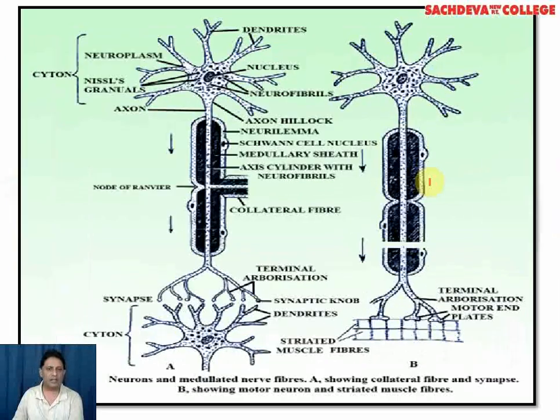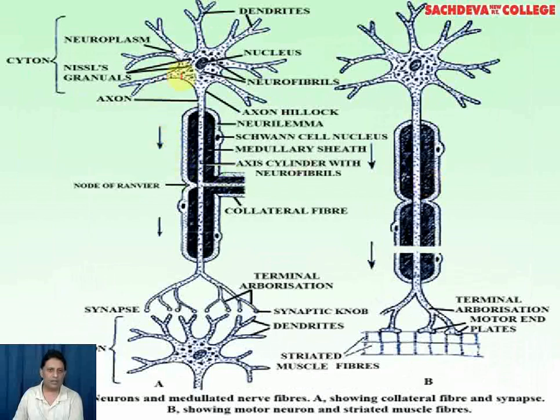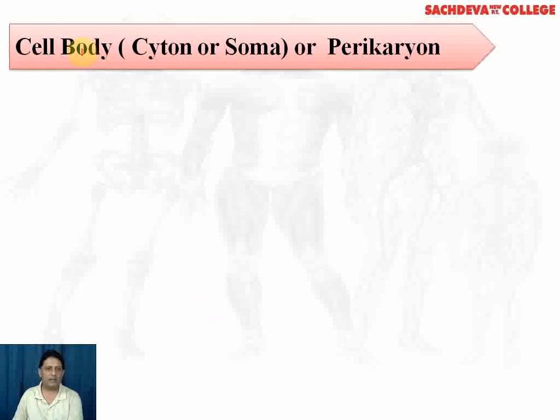You can see a typical neuron. You have the main cell body, which is the cyton, a rod-like structure, which is the axon, and multiple finger-like structures, which are the dendrites. This is the neurolemma, the Schwann cell nucleus, and a sheet which covers the axon, which is known as the medullary sheath. These are the collateral fibers which develop from the axon, and the terminal arborizations, which contain neurotransmitters. We'll take up each component of the neuron one by one.